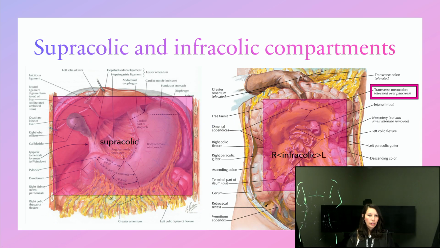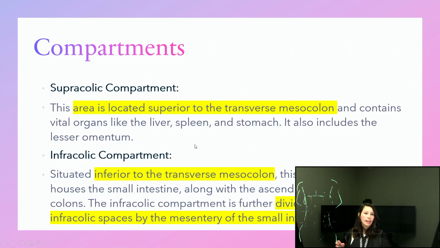So just like you saw on that picture, that's what I was trying to go for with this pink square, to depict the supracolic compartment. So this is an area located superior to the transverse mesocolon, and it contains organs like your liver, your spleen, and your stomach, and the lesser omentum.